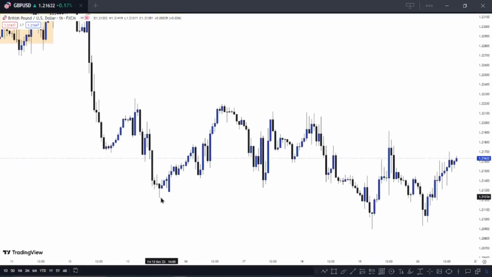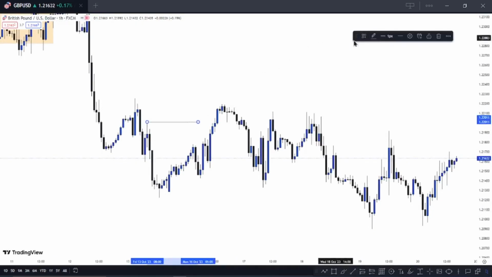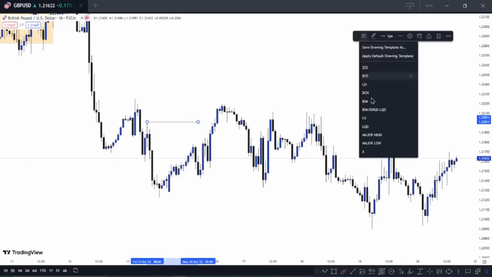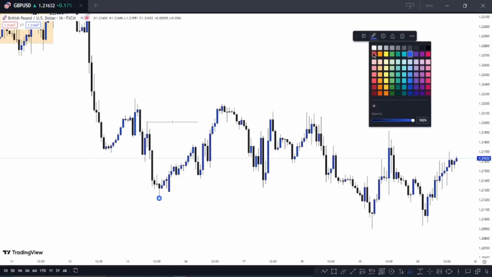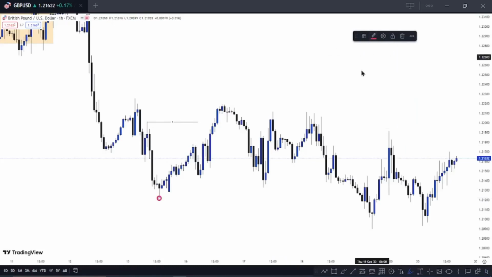Now, internal structure low is here. Why? Because it took out this inducement here. Please, I want you to understand, it took out that inducement. So your internal structure low is confirmed. Let me just denote it. But remember that this is internal structure low. It is not your main low. That's just your internal structure low. It's important you understand that very well.